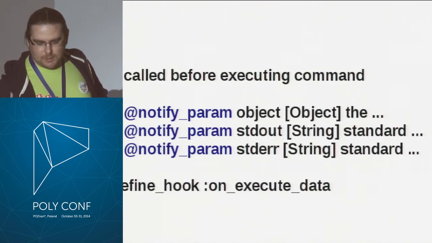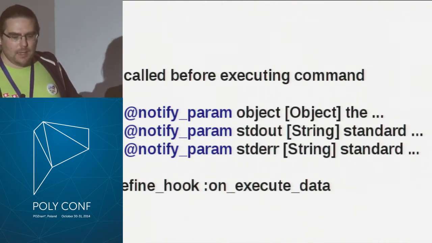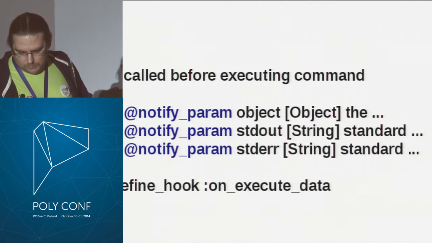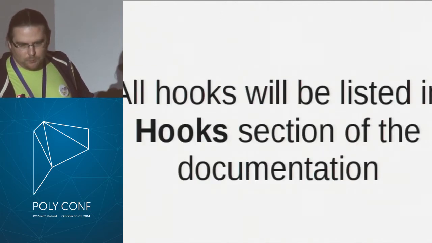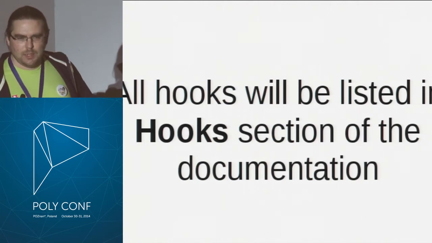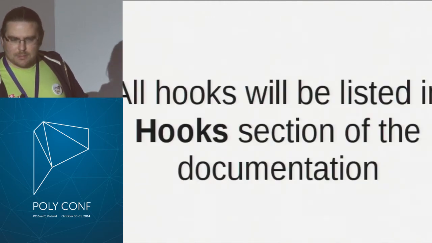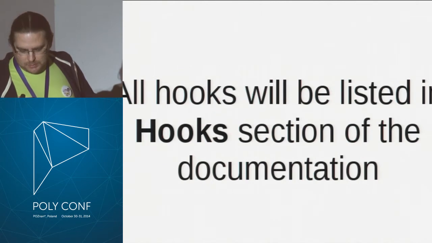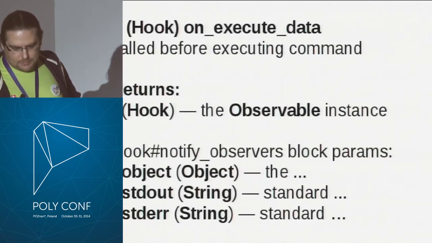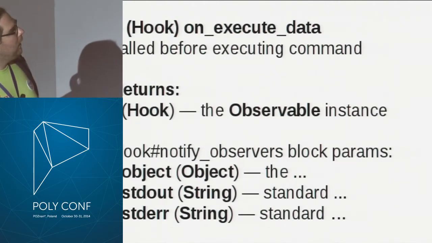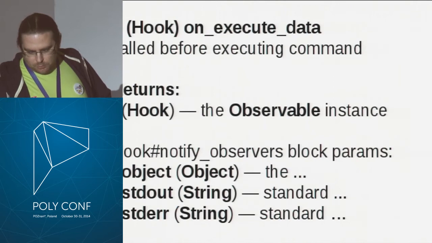So when you define a hook, you give some description, and when you notify, you show the parameters you will notify in the hook. So let's see. When you define multiple hooks, all of them will be grouped in one documentation section for hooks. They won't be mixed in with methods, so it will be a separate section in documentation, and the result will be like this. You will get the definition, what it returns. It returns a hook, and you will get the notification parameters described.